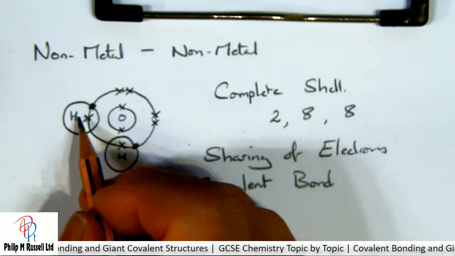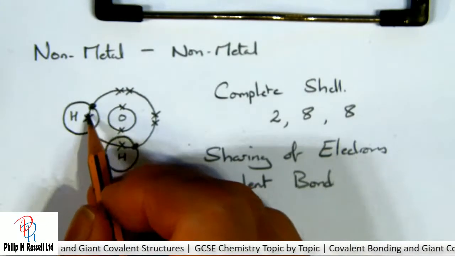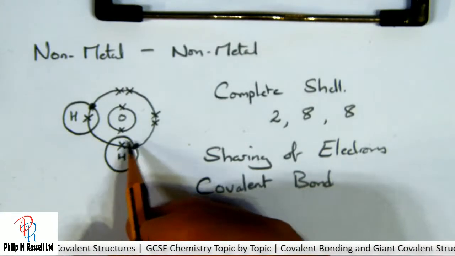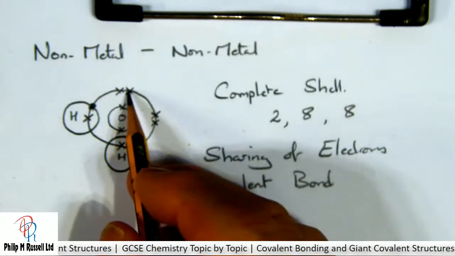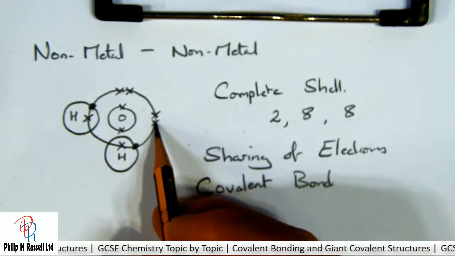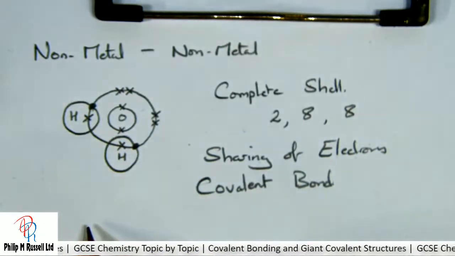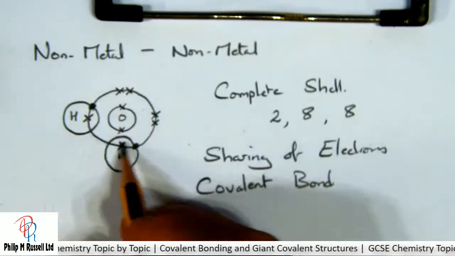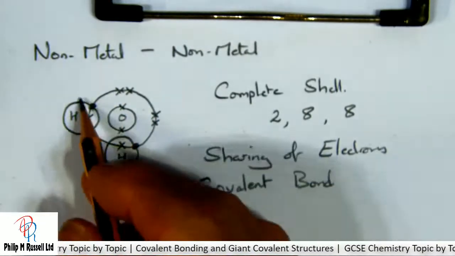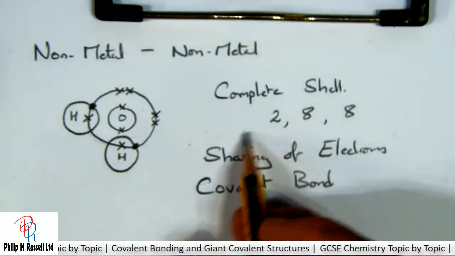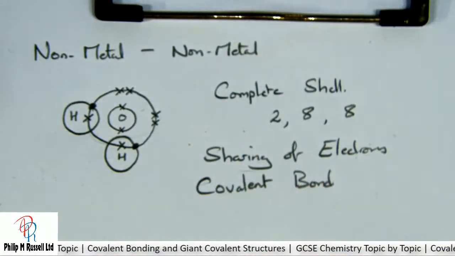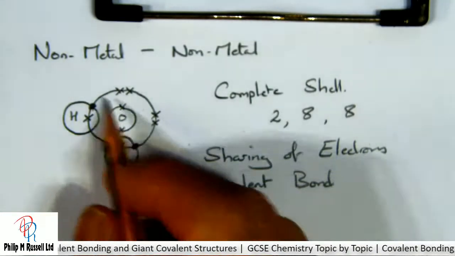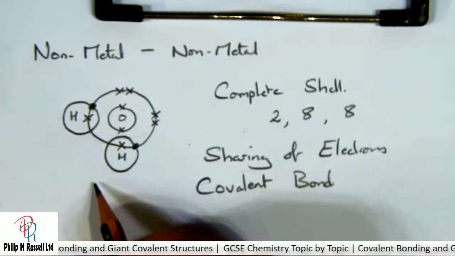So hydrogen is happy, it's got 2 electrons. This one is also happy because it's got 2 electrons. And the oxygen is also happy because it's got 1, 2, 3, 4, 5, 6, 7, 8 electrons. So the oxygen feels that it's got a full shell, and the hydrogen also feels that it has a full shell because of this sharing of electrons, and these make really quite strong bonds. So we've got this idea.